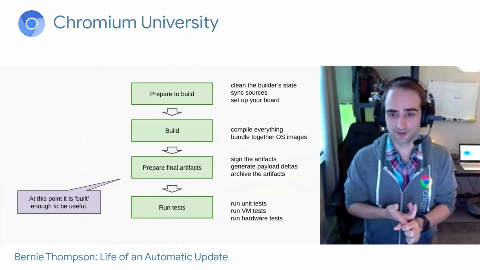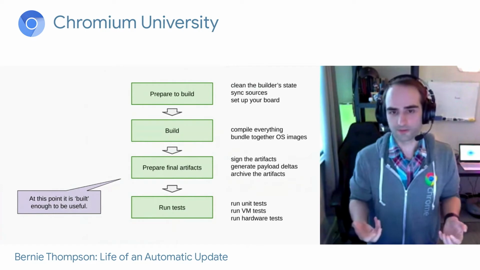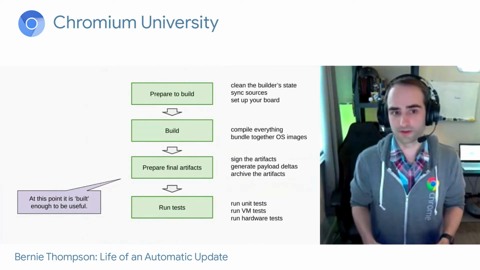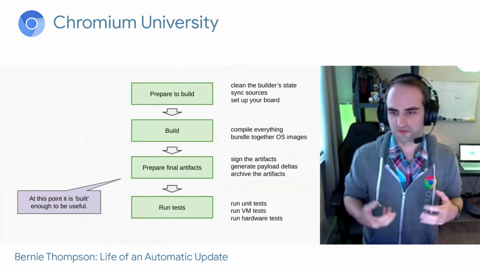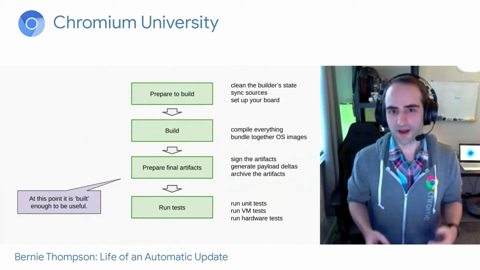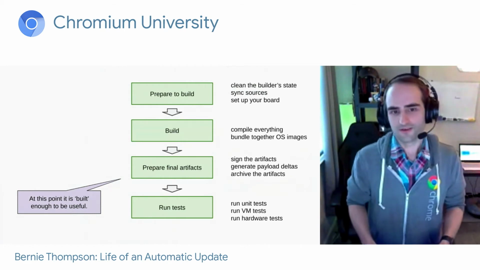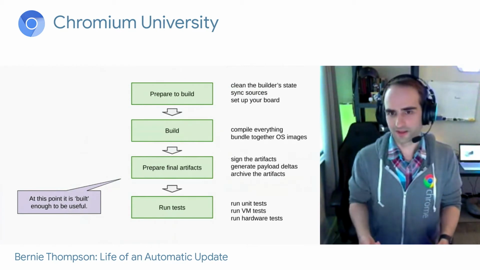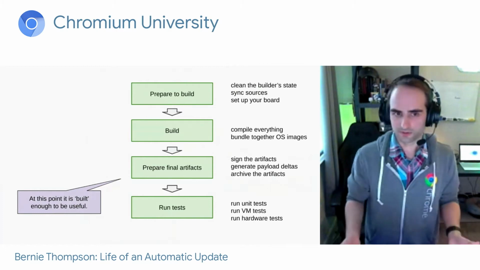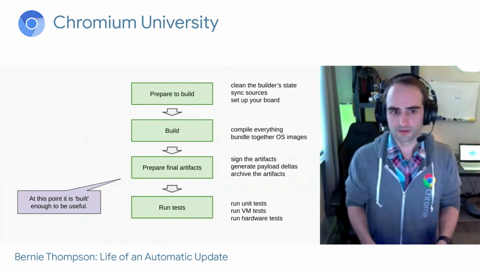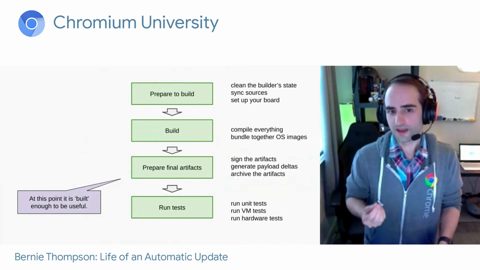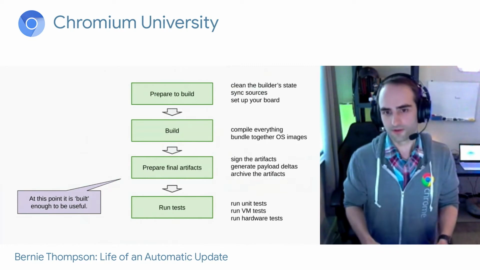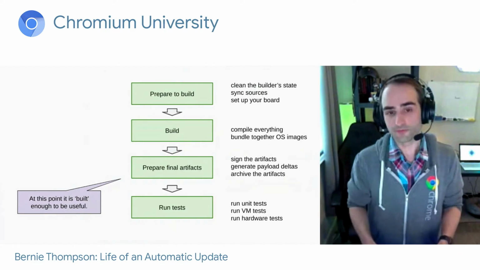So the first thing is preparing to build. So this is cleaning everything up on the builder, ensuring that everything is in place to actually build everything, like making sure that the compiler is there and stuff like that. So next thing we do is we actually build. This is compiling everything, doing all the linking, bundling together actual OS images, and then after that, we need to do some additional operations on these images to make them usable for everybody, really.